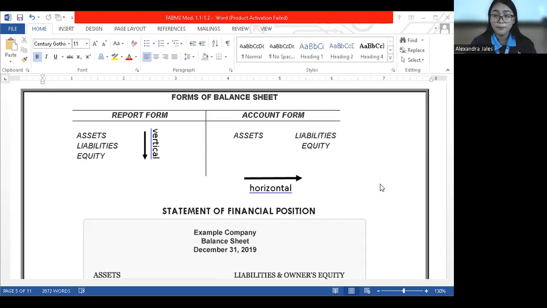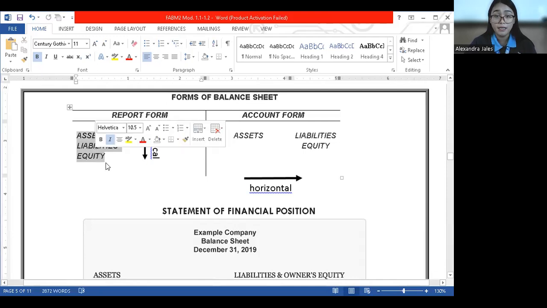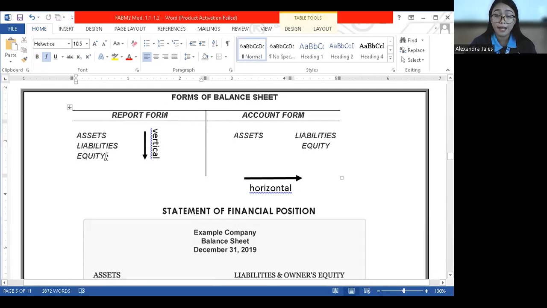So for today, of course, we are going to discuss the statement of financial position. We are going to prepare your SFP. If you will see there on screen, you have your forms of balance sheet, right? You have your report and account form. So what's the difference between the report and account form? Report form is only vertical. So that means we are writing the accounts vertically in just one column. And for account form, we are writing the major accounts horizontally.